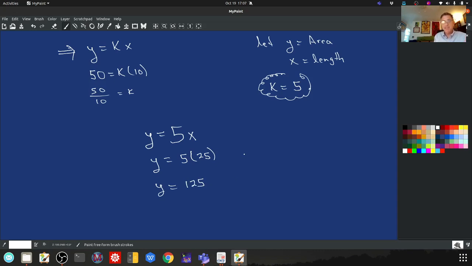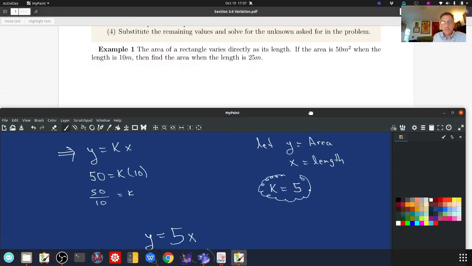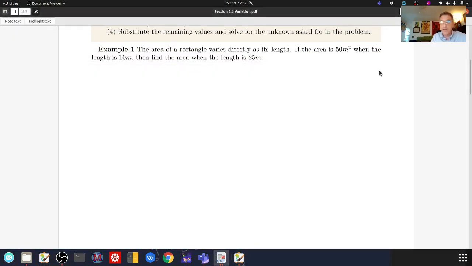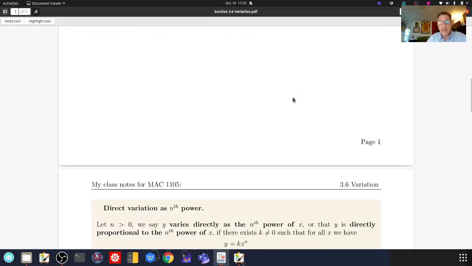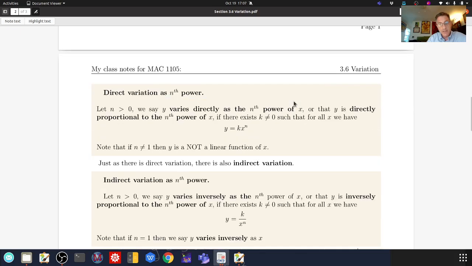But there aren't any units. I dropped the units, right? So you just have to realize from the units, this is 125 meters squared. And we don't write meters squared. We're really lazy, and we write 125 m squared. Okay. So that one's really not hard at all. You've been doing that all along and you didn't realize it.